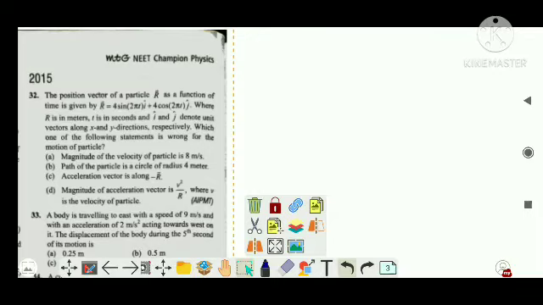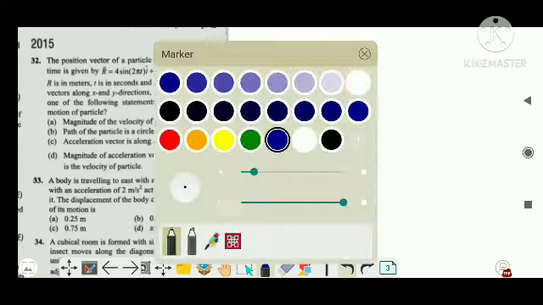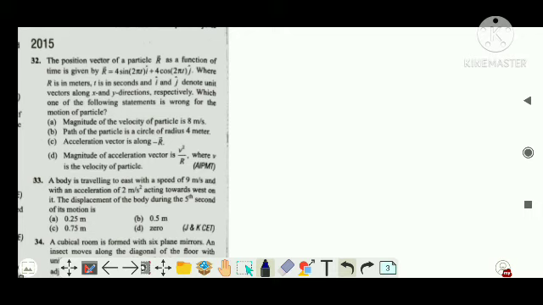32. Let's do that one. Here what is given? The position vector of a particle r as a function of time is given by r vector, okay, and please read it, where r is in meters, t is in seconds, and i and j denote the x and y direction unit vectors. Which one of the following statements is wrong for the particle's motion? I'll tell you. So you are asked what is the magnitude. See the option: magnitude of velocity of the particle is 8 meter per second. You have to see whether that is true for the position vector which is given here.